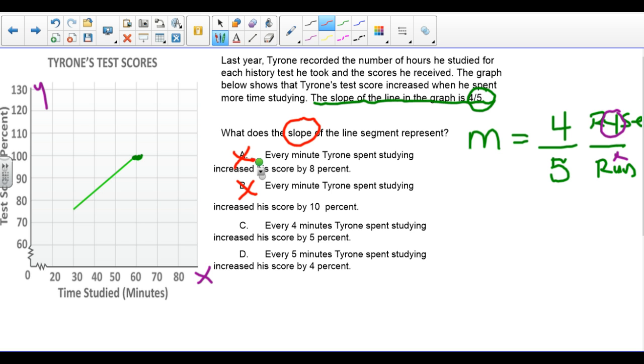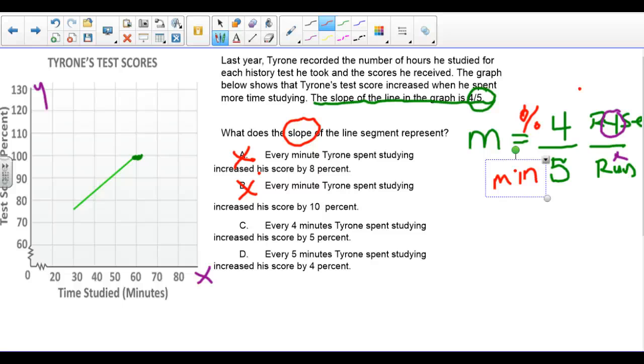So again, one thing you want to realize is that here the 4 is the y, so the slope here is actually percent to time. So this is the percent to the time, to the minutes at the bottom. So it's supposed to be percent per minute. All right, so the 4 represents percent, how much his score increases, and the 5 represents the time.